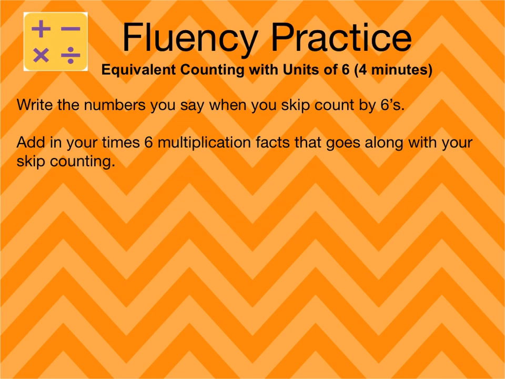First off, before we get started with that, I would like you to write the numbers you say when you skip count by sixes. Add in your times multiplication facts that go along with your skip counting. So that would look like this. So here I have the first set of numbers that I would write when I skip count by sixes, and now I'm just going to add in my multiplication facts that go with those.